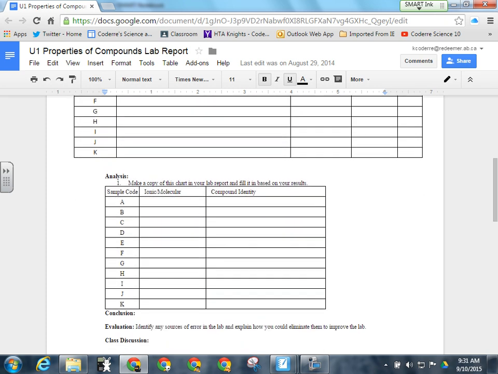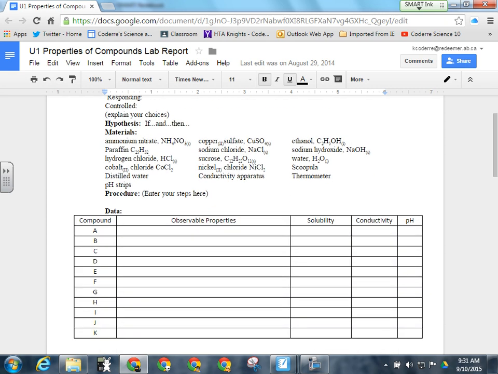Okay, once you've got that done, that's about as far as we'll get before we can actually do the lab. So writing out your procedure, and you can see here, procedure, enter your steps here. That's where you and your group are making up the steps. I've seen some that were like 20 steps, right? And I've seen other ones where each test was a step, and then it said repeat steps for each one. I think that's a smarter way of using the space.